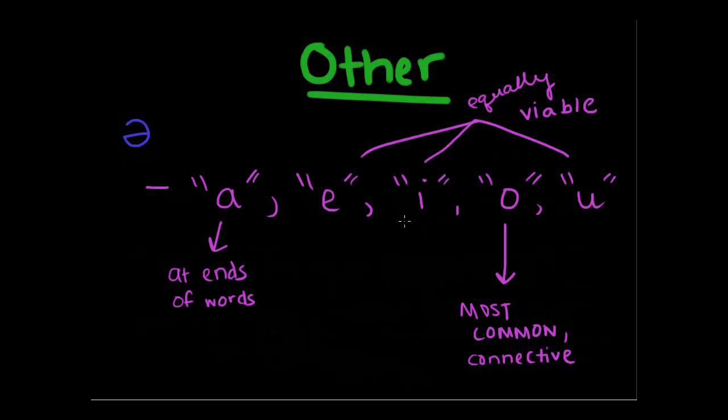So we know O is going to be most common, it's connective, mostly going to be in the middle. A can be in the middle, but mostly at the ends. So the schwas that end words are going to be spelled with an A most of the time. E, I, and U are mostly going to be in the middle. They're equally good. So let's take a look at some example words. Okay, let me write this down here, and then we can talk about why each one is what it is.